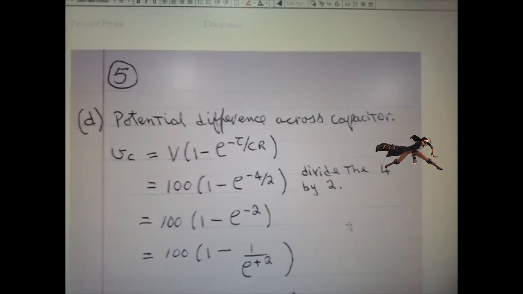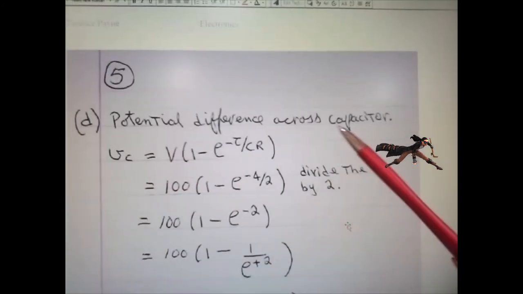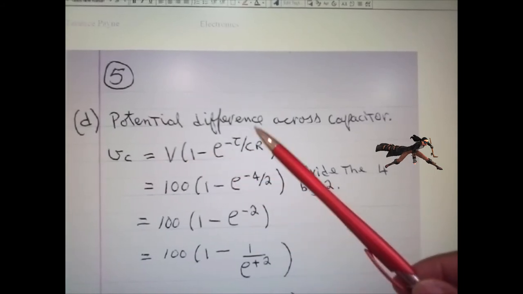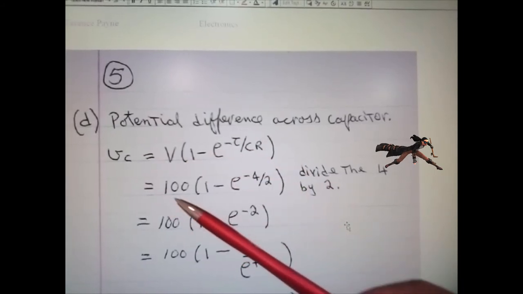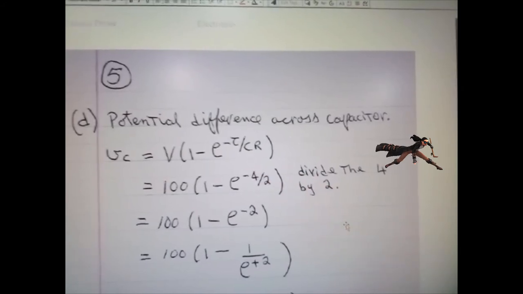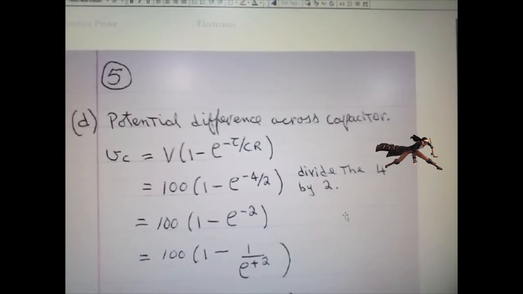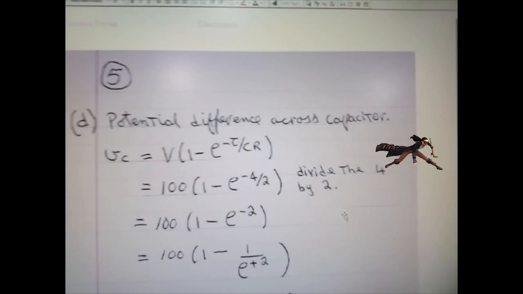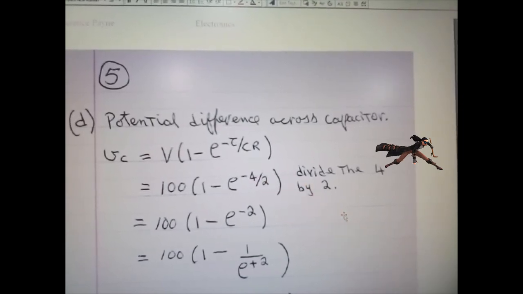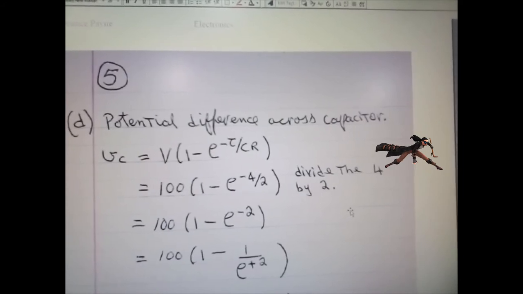Now the potential difference across the capacitor, VC, equals V(1 minus e to the minus t over CR). And here I've brought this down and divided the 4 by 2. Again, please note, this is just my process as to how to bring it to a form that I can understand in concept. I don't know whether that will help you in any way or not, but for me, that's what it's saying. So I made a little note of that, as it might help some people.